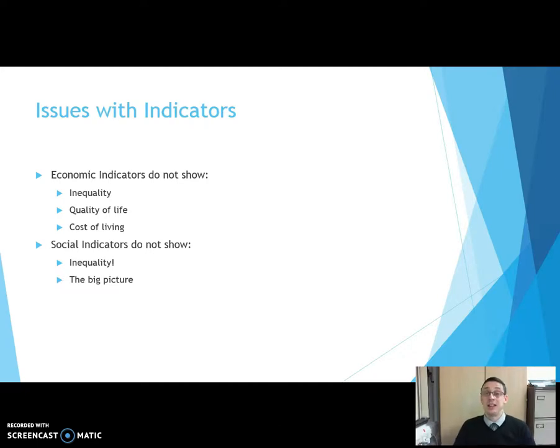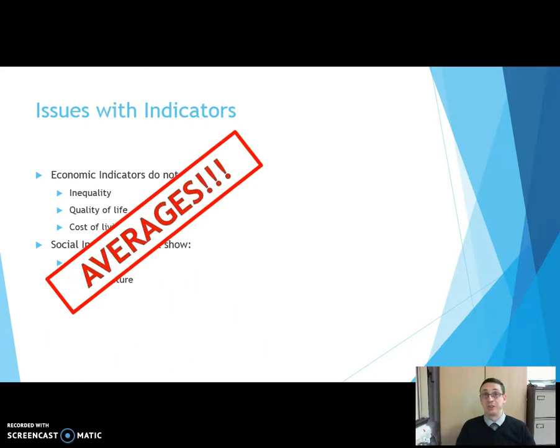Social indicators and economic indicators, it comes back to what I was saying earlier. None of these individual indicators give you the big picture. They don't give you the full idea of what's happening in any given country. Now, there is one last thing with these indicators that is one of the biggest single issues we have with them, and it is the fact that they are averages.